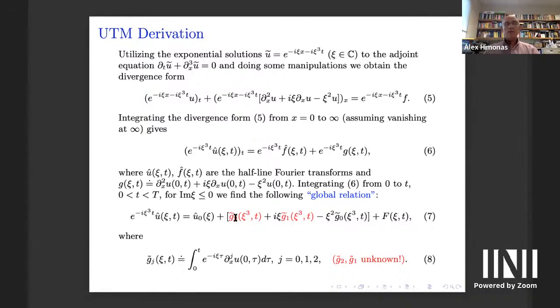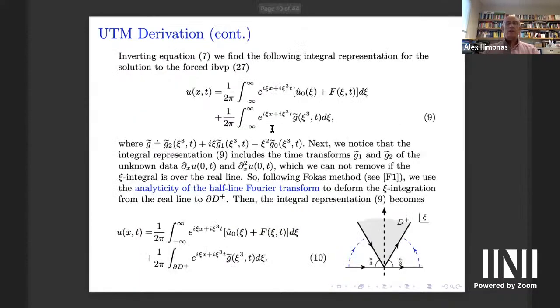We have the temporal transform of the derivative of the solution and the second derivative of the solution. And these need to be removed, and these are removed by deforming, thanks to analyticity of the half-line Fourier transform. In this domain, we are moving the integration over the whole line into this boundary of the domain D plus.